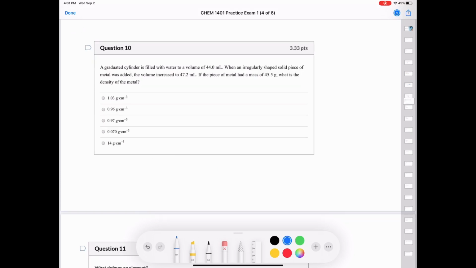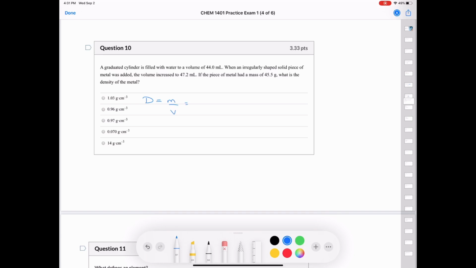Number 10, a graduated cylinder is filled with water to a volume of 44 milliliters. When an irregularly shaped solid piece of metal is added, the volume increases to 47.2 milliliters. If the piece of metal had a mass of 45.5 grams, what is the density of the metal? Well, for that, we're going to need the formula density is equal to mass over volume.